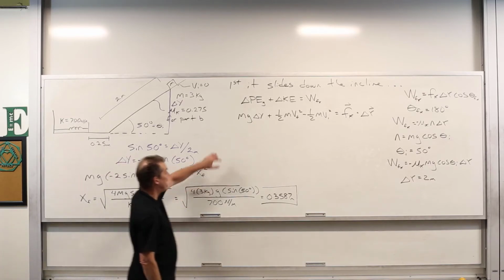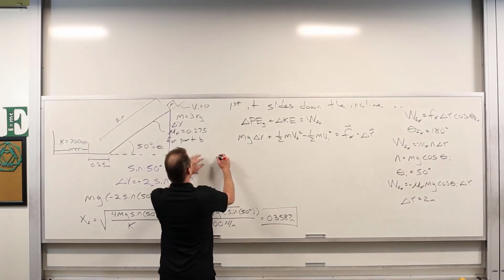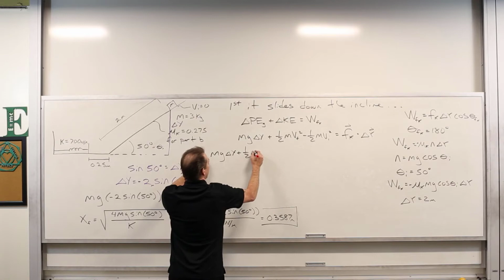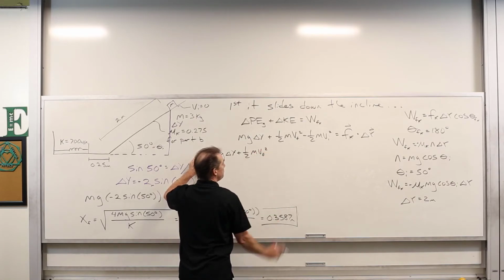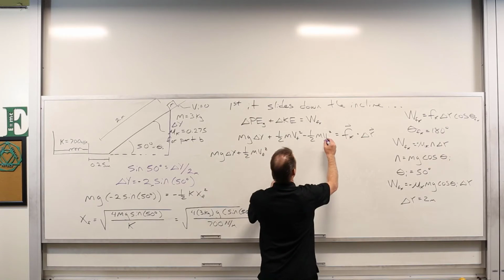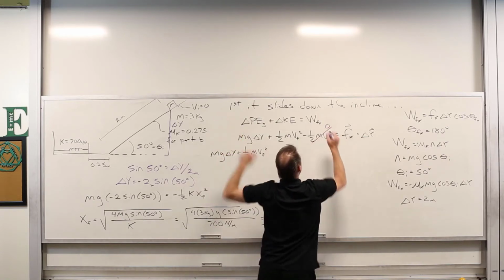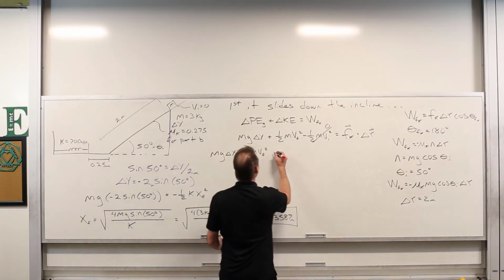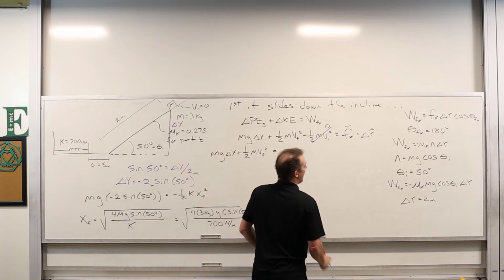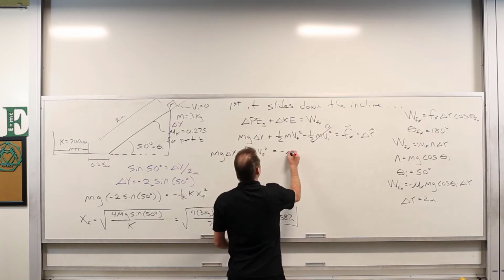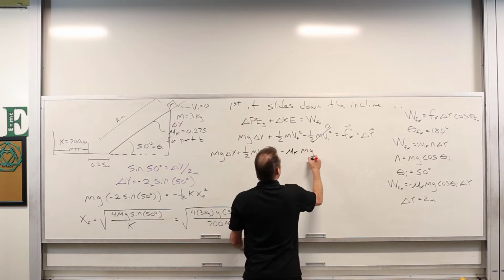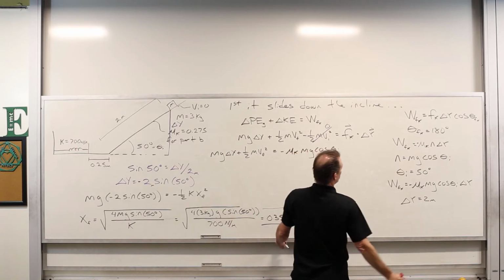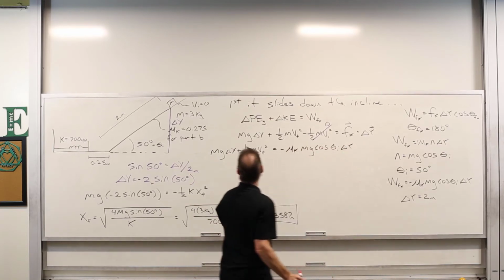Let's go ahead and put that in here and see. We've got mg delta y plus 1/2 m v final squared. We also know that this mass was initially at rest, so this term is equal to 0. Let's get rid of it, make this a little bit more manageable. And then we've got negative mu k mg cosine theta sub I multiplied by delta r.